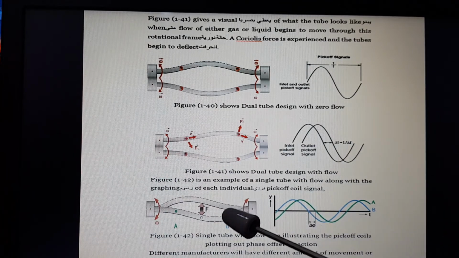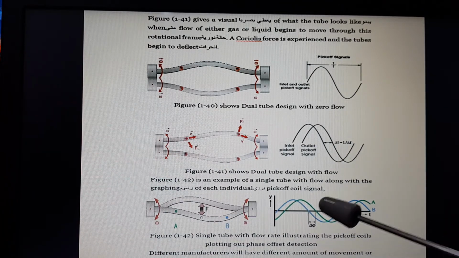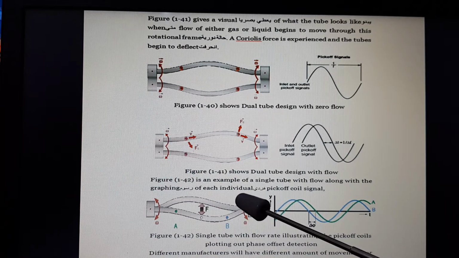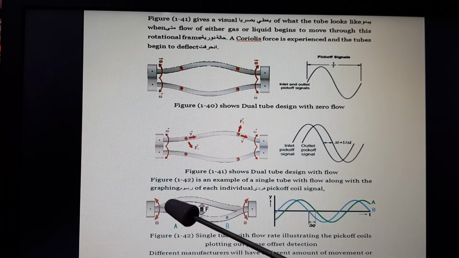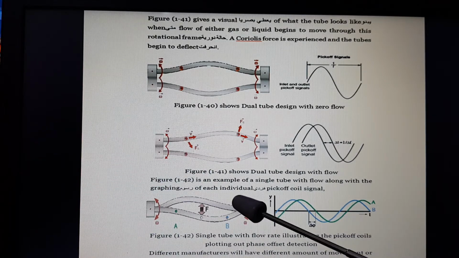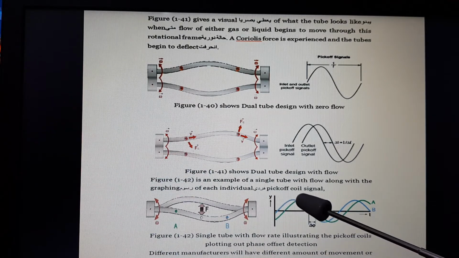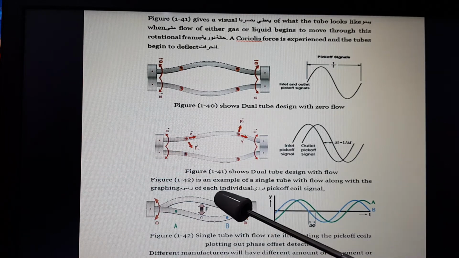An example of a single tube with a flow, along with the graphing of each individual pickup coil signal.